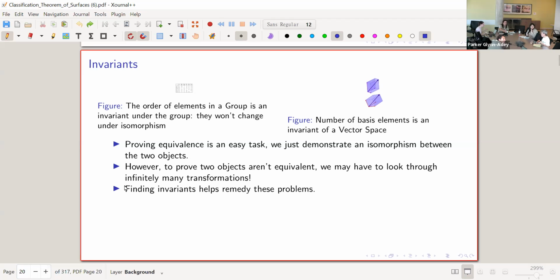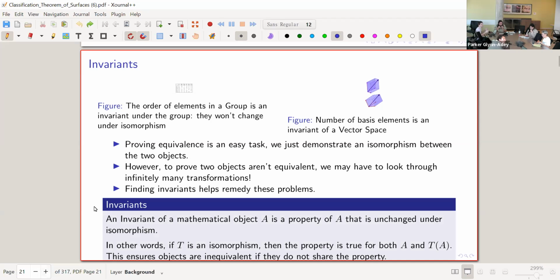So finding invariants is a solution to this problem. So what an invariant is, is just a property of the object that's preserved under isomorphism. So if two objects are isomorphic, they must have this property. And so we also know that if two objects don't share the property, then they can't be isomorphic. So the invariants help us distinguish between whether two objects are the same or different.